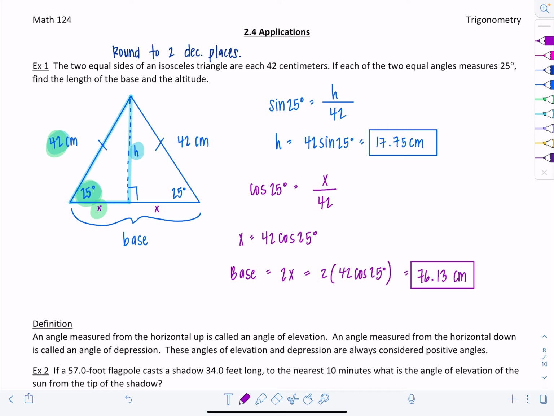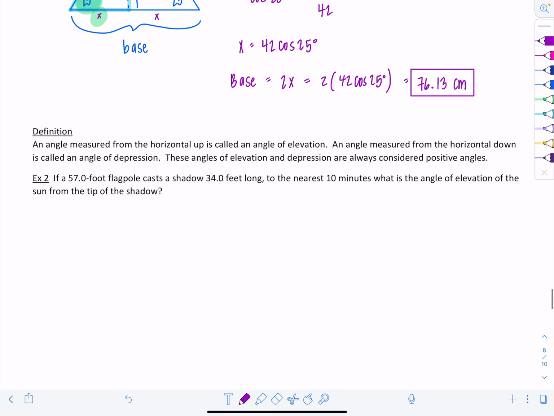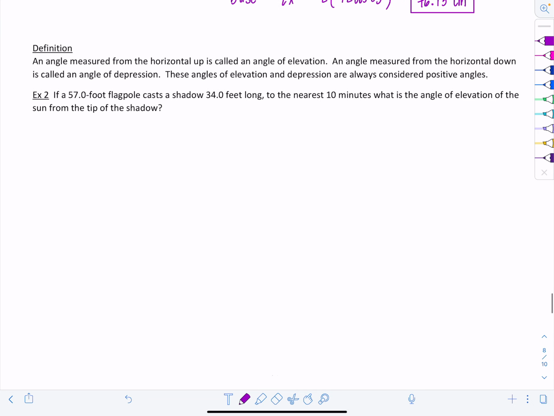Now, to do the next example, we need to understand the following definition. An angle measured from the horizontal up is called an angle of elevation, and an angle measured from the horizontal down is called an angle of depression. These angles of elevation and depression are always considered positive angles.